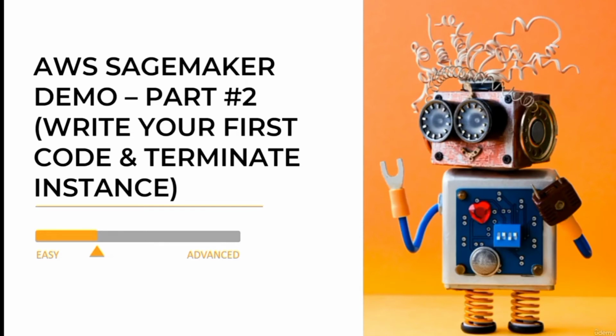In this lesson, let's continue with our Amazon Web Services SageMaker demo part 2. Today we will learn how to write our first code and how to terminate the instance that we started in the previous lesson.